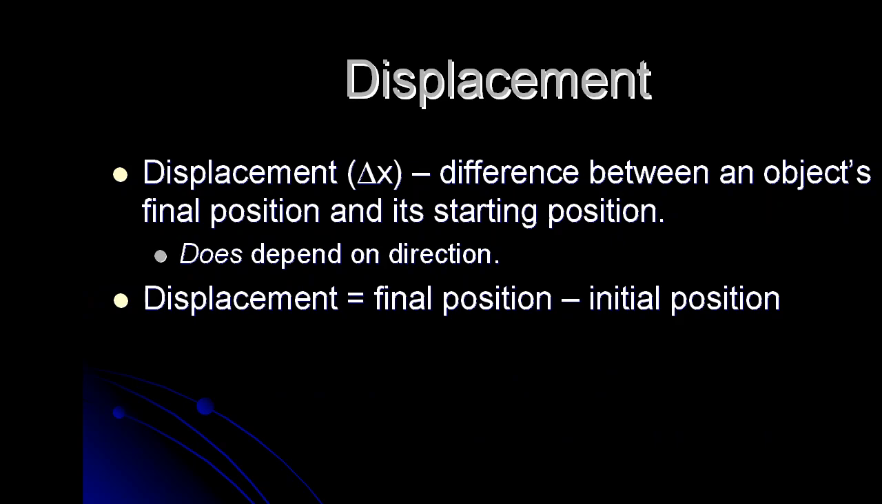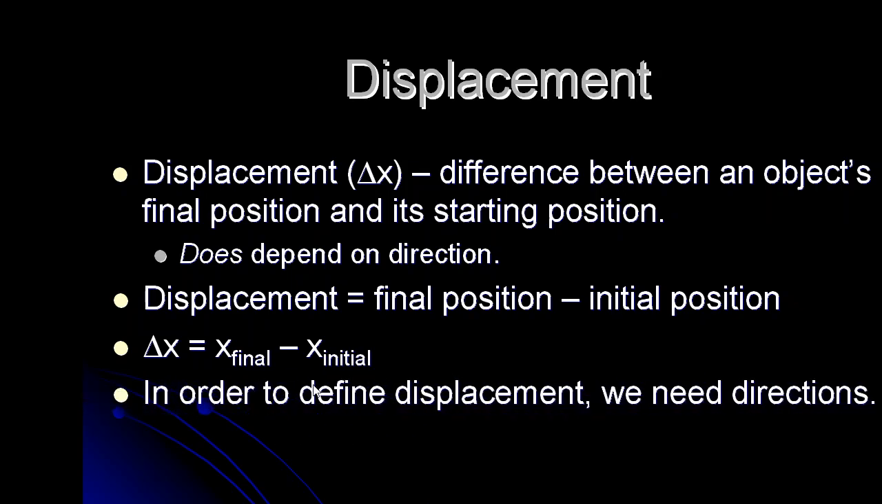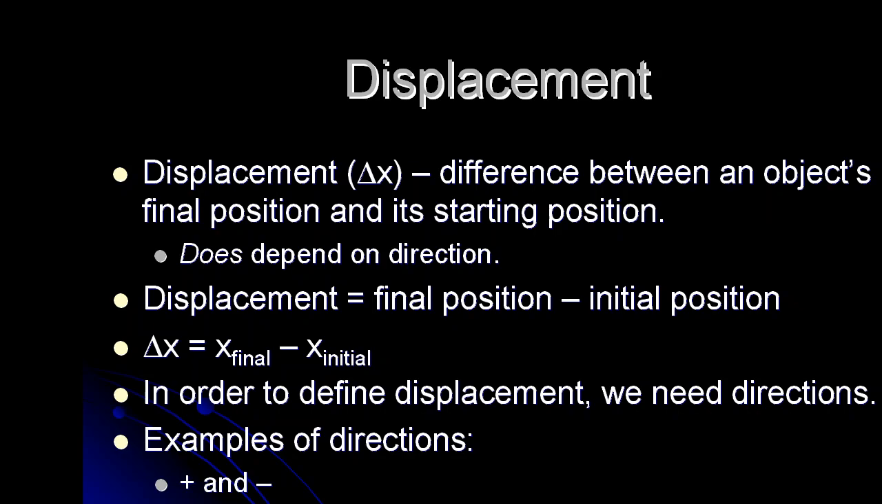So final position minus initial position. Formulaically, as a formula, the change in x, or change in position, is equal to position final minus position initial. Pretty straightforward. In order to find displacement, we need directions. Examples of directions we use: plus and minus, left and right, up and down, north, east, south, and west, or angles.